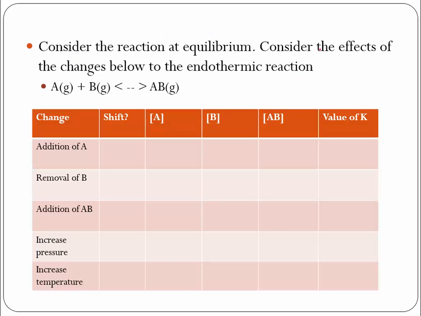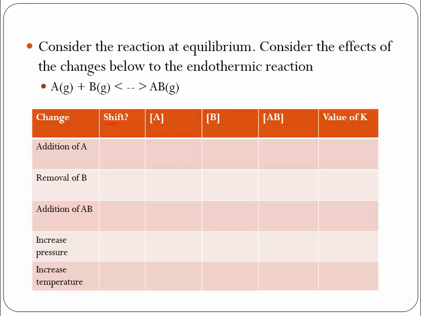So it says, consider the effects of the changes below on the equilibrium reaction. What we're going to do is say in which direction it will shift. We're just going to write an arrow, right or left. And we're also going to say what's going to happen to these concentrations. Are they going to increase or decrease? And also what's going to happen to the value of K, or Kc, the equilibrium constant. Is that going to increase or decrease?